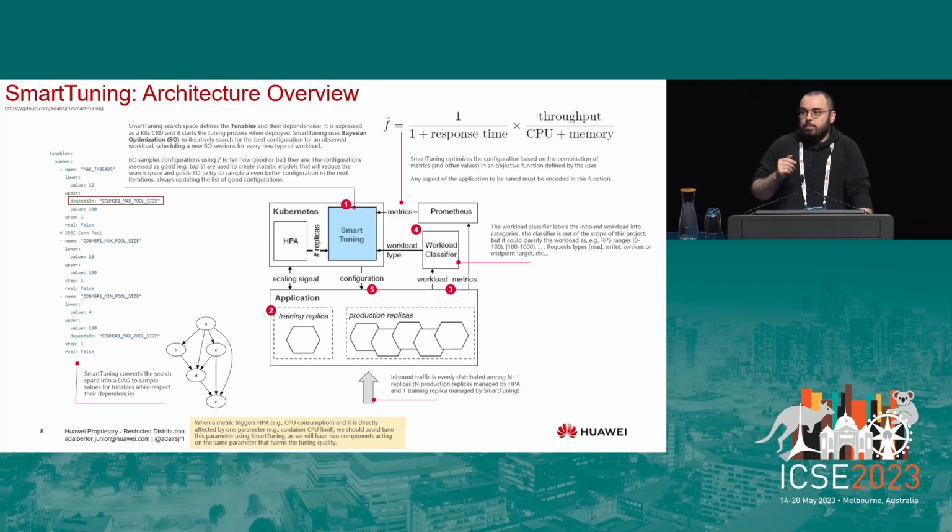And the dependencies between these parameters in this stage are set manually, because it's quite hard to identify the causality and the dependence between those parameters. So with the search space and the objective function, the smart tuning can, over time, try different configurations in a training replica. And when it finds a good configuration for the observed workload, it applies this configuration in production. So it separates the training phase in a specific replica, and then moves to the entire production system to avoid any disruption of the system.